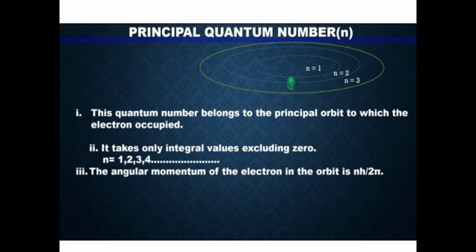Principal quantum number, denoted as n. This quantum number belongs to the principal orbit to which the electron is occupied. It takes only integral values excluding 0, so that n is equal to 1, 2, 3, 4, etc. The angular momentum of the electron in this orbit is nh cross by 2 pi.